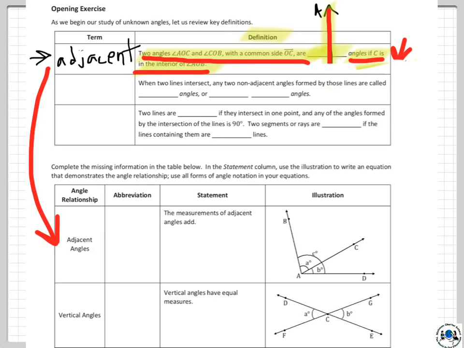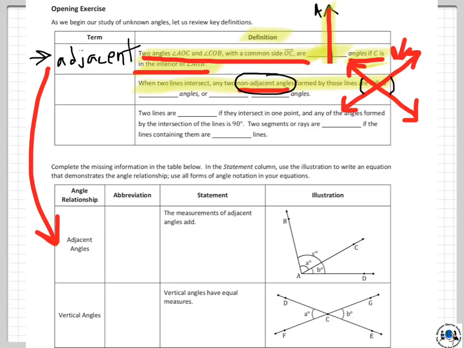It says when two lines intersect, any two non-adjacent angles formed by those lines are called what? So if I have two lines, we can see some adjacent angles. This one here is adjacent with this one. But if we were to look at two non-adjacent angles, that would be this one and this one, or this one and this one. They are non-adjacent. They aren't right next to each other, and they don't share a common side.